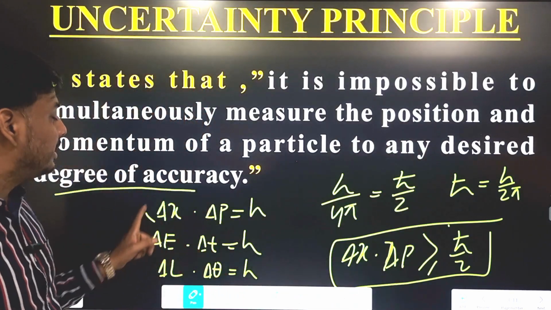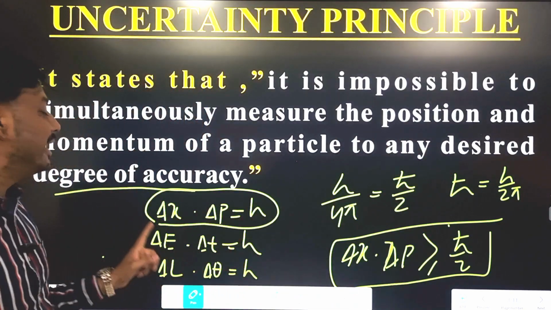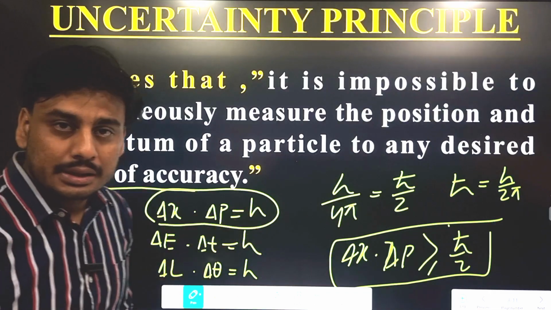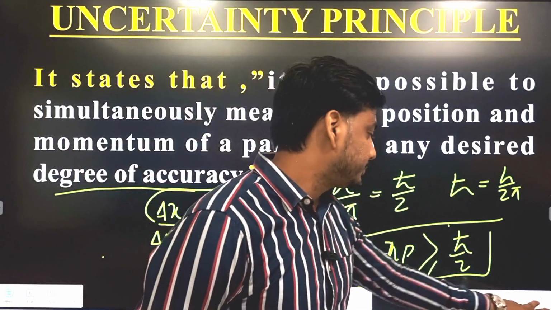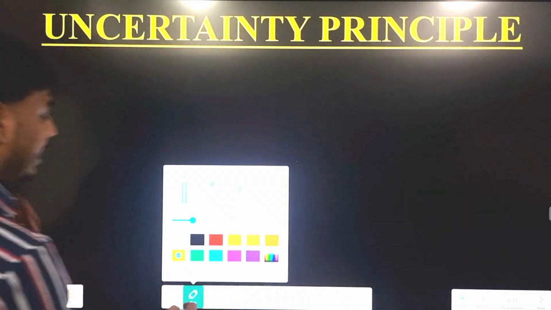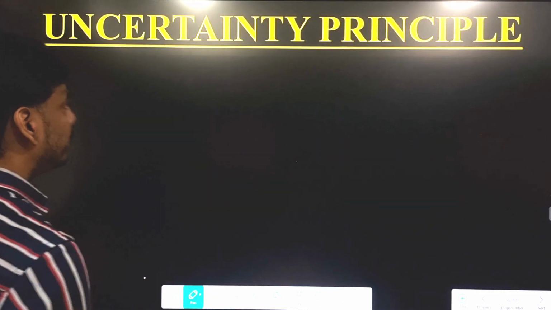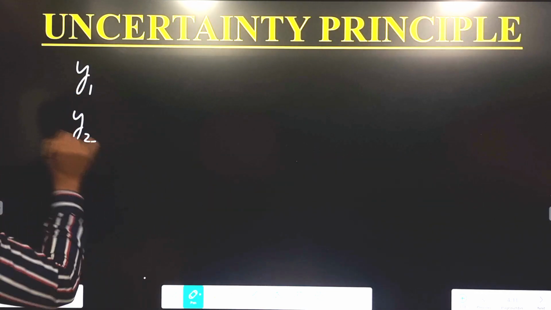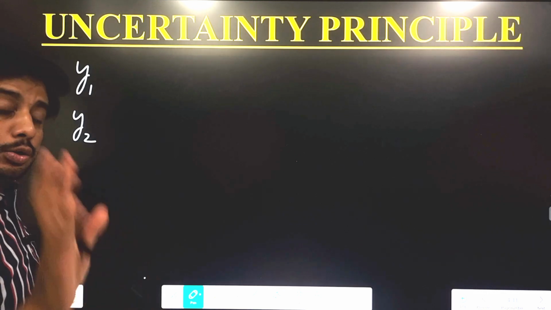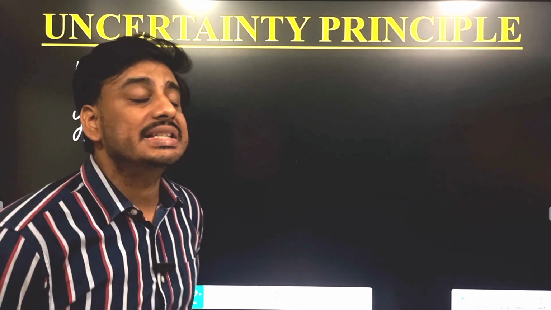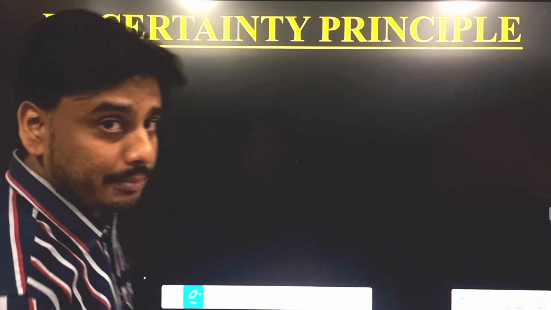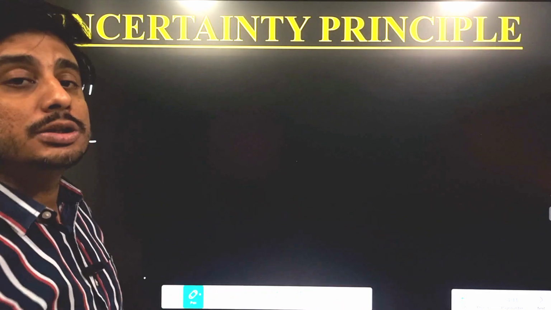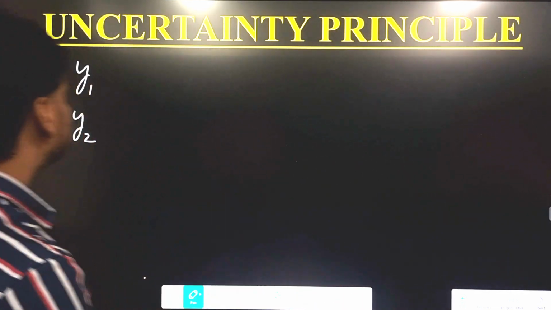Now we are going to derive the expression delta x into delta p equals h. In order to derive it, we consider two simple harmonic waves, y1 and y2. Y1 and Y2 have the same amplitude, but the frequency and propagation constant are slightly different.